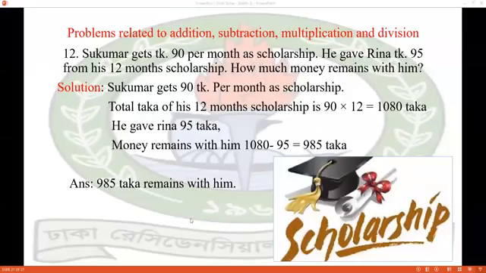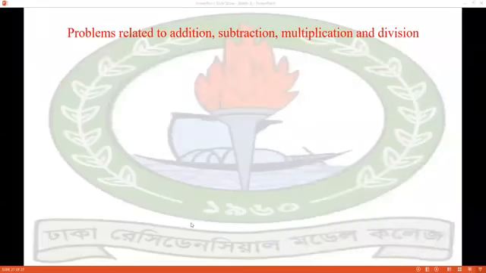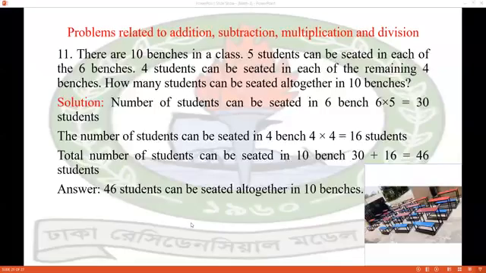Sir, number 11 please show. I will show one by one. At first, I will show 11, then 12, then 13, 14, and then next. Wait. Who has a problem in number 11? You can see it.